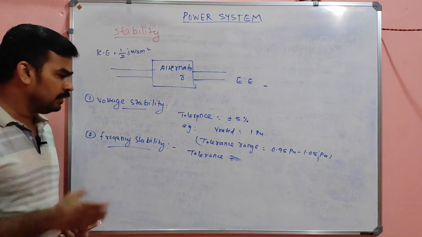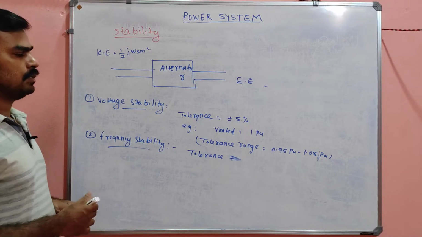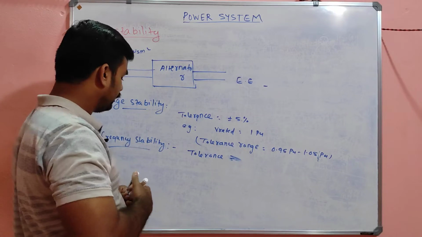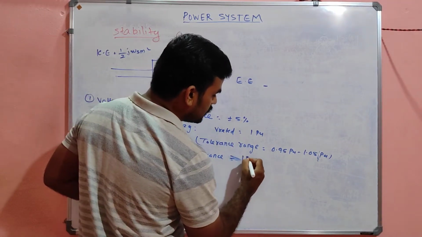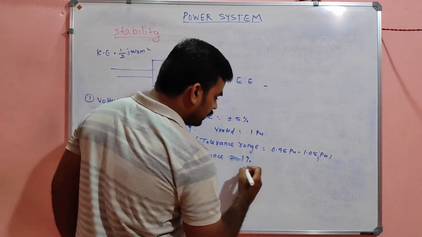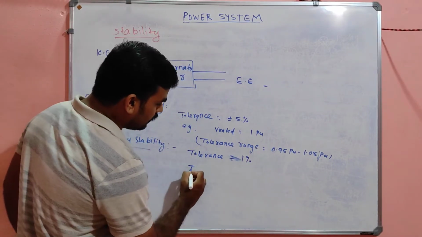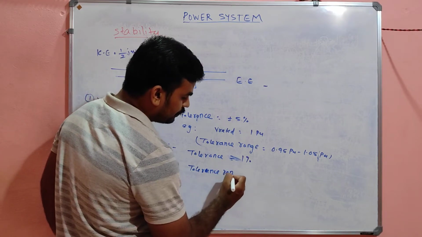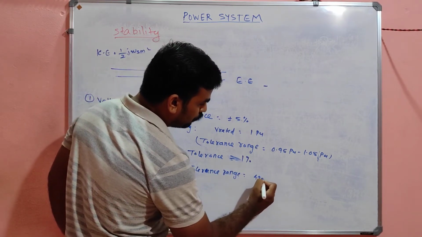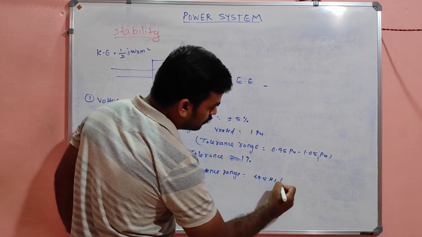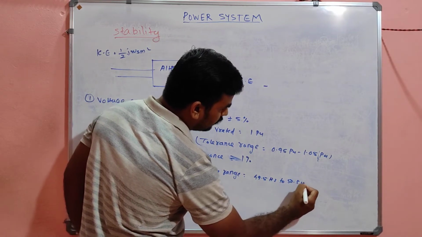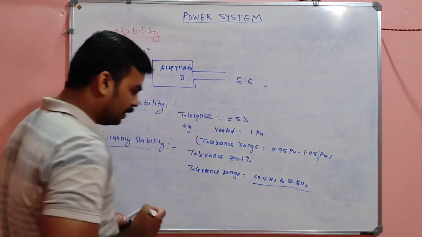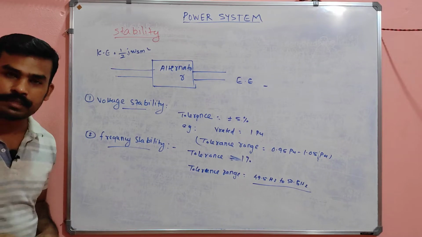So in the case of frequency stability, the tolerance range is normally 1%. That means if you are using a 50 Hz supply, then the tolerance range will be 49.5 Hz to 50.5 Hz. Okay, so this much variation can be acceptable in the case of frequency stability.